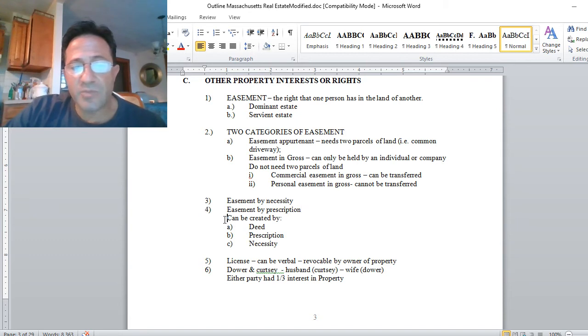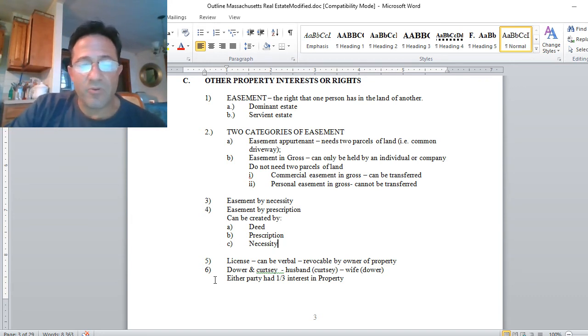How do we create an easement? It's usually a writing. You either put it in a deed. You can get it by prescription, open, continuous, notorious use, or you can go to the court and have them grant you one. Or the other thing I've seen is two parties just coming to an agreement because they like each other, and they record it at the registry of deeds.